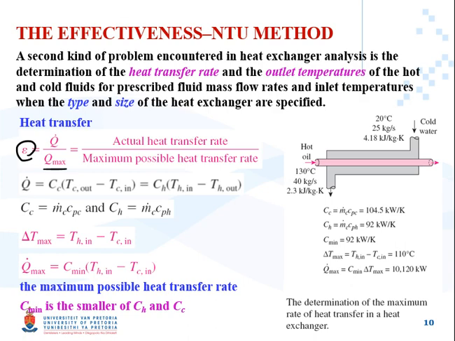So let me just write it down here. The maximum, Q dot max, will be achieved when the heat exchanger is counterflow and when the length of the heat exchanger goes to infinity. In such a heat exchanger, one of the fluids would experience the maximum possible temperature difference.